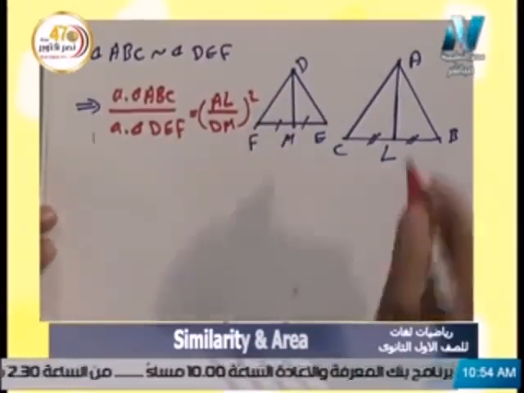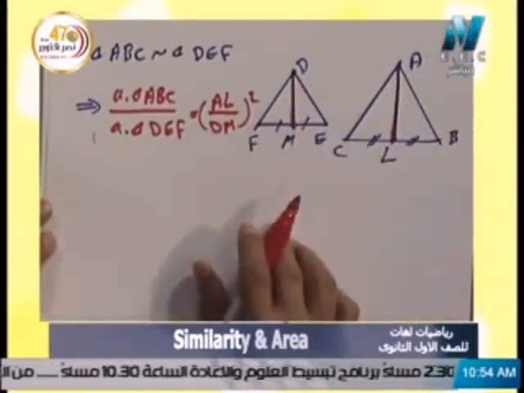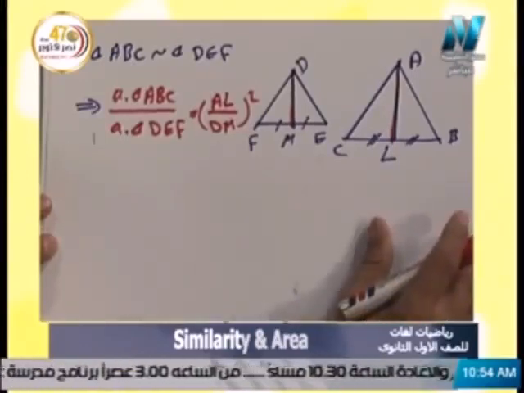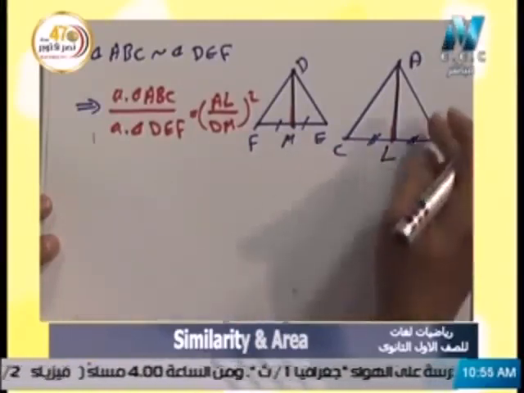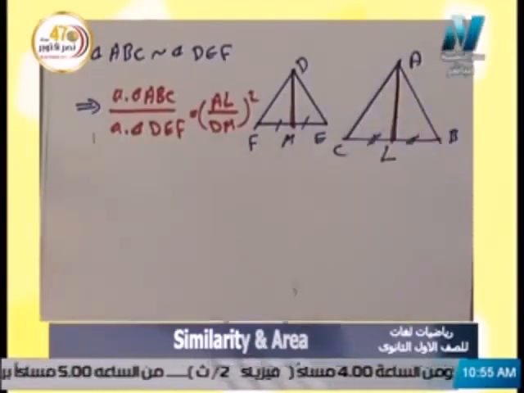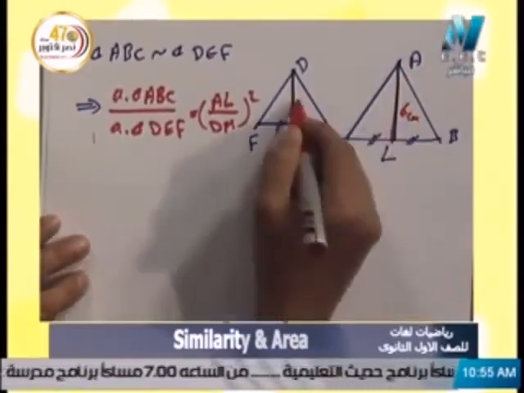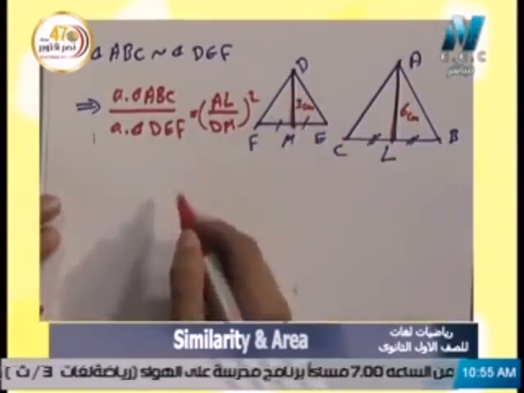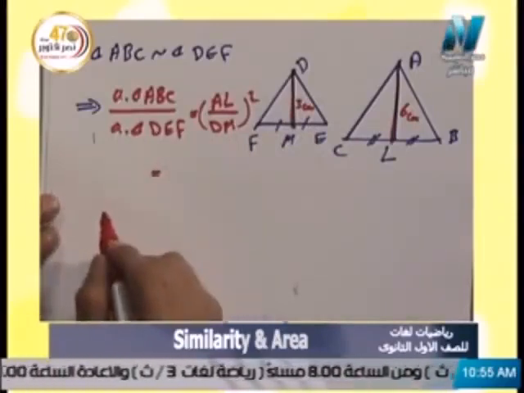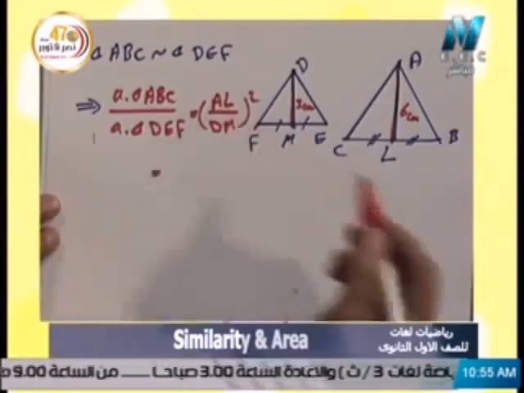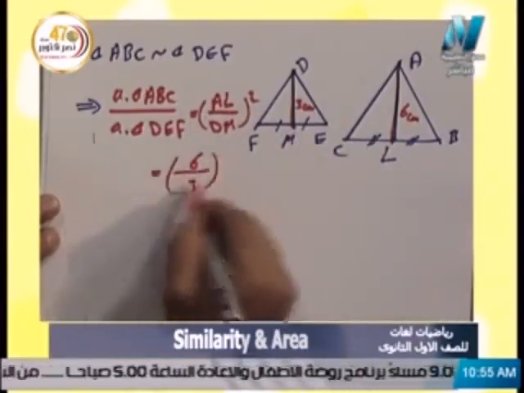So we will consider now that the ratio of the two medians here equals the ratio of similarity of the two triangles. So if we have two triangles and they are similar, and the length of a median here equals, as an example, 6 centimeters, and this one equals 3 centimeters here, and we want to find the ratio between the area of triangle ABC over the area of triangle DEF. AL here equals 6 over DM here equals 3, squared.